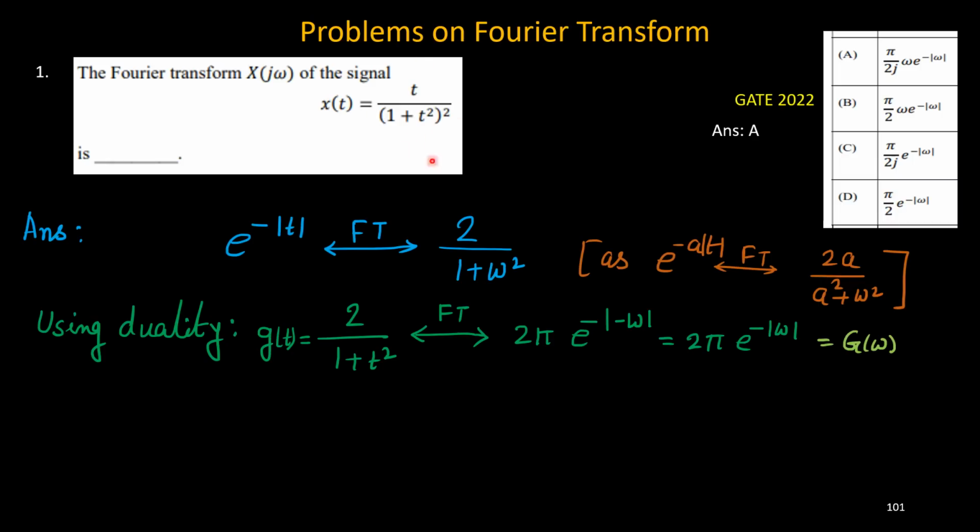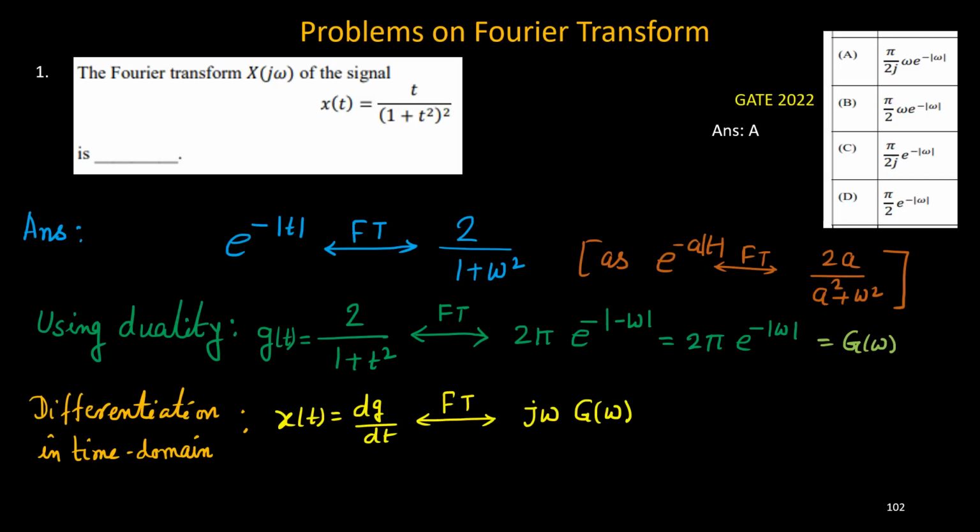So how to get this shape from here? Now I want to get the denominator squared. So it is 1 upon x. If I take the derivative of 1 upon x, I will get 1 upon x squared. So that concept we will use. Now I will use the differentiation property. If I consider one signal x of t as dg by dt, then by the derivative property, it will be j omega into G of omega.